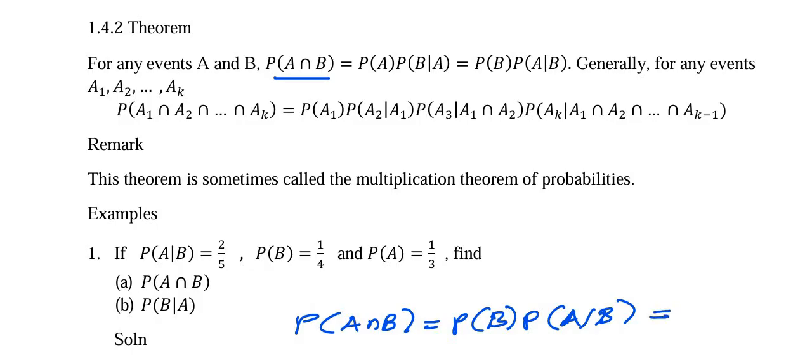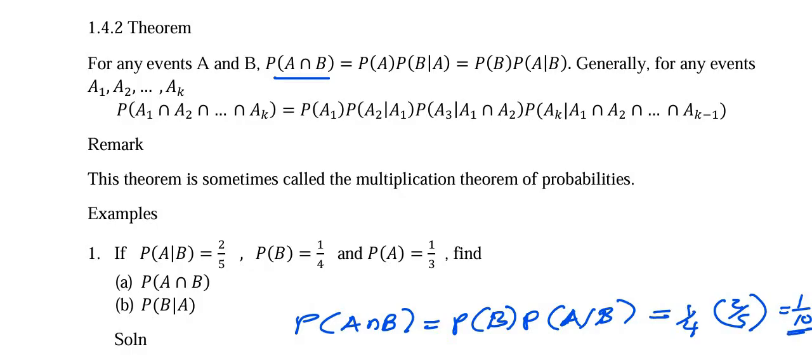So B is given to be 1 over 4. Then this is given as 2 over 5, right? So if you multiply, this is going to give you 1 over 10. Is it 1 over 10?